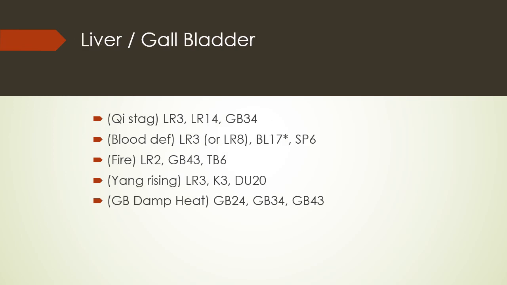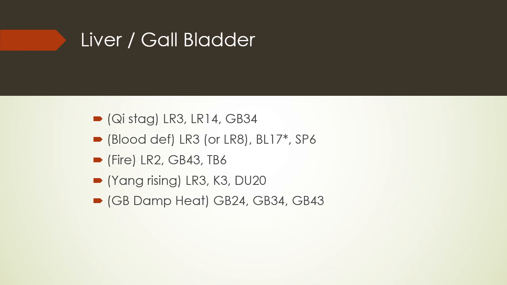For liver and gallbladder qi stagnation, we see liver 3, liver 14. You can also use LI 4 along with liver 3 as we saw before, and gallbladder 34 frequently combined with these points. For liver blood deficiency, you can see spleen 6 and bladder 17 with moxa, along with liver 3. Liver 8 may also be used here because it is the 5-phase tonification point, it's the water point, so it engenders wood.